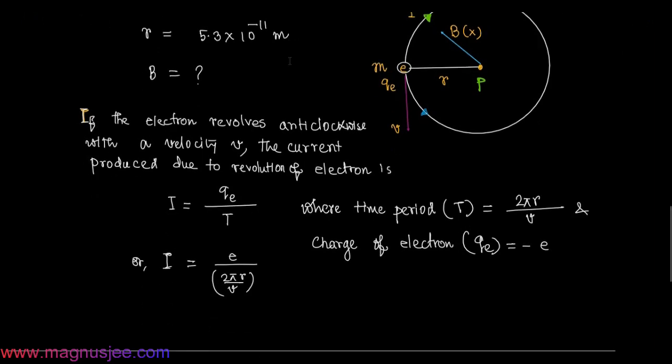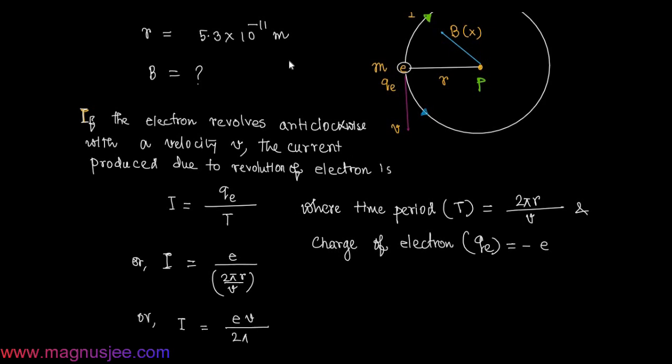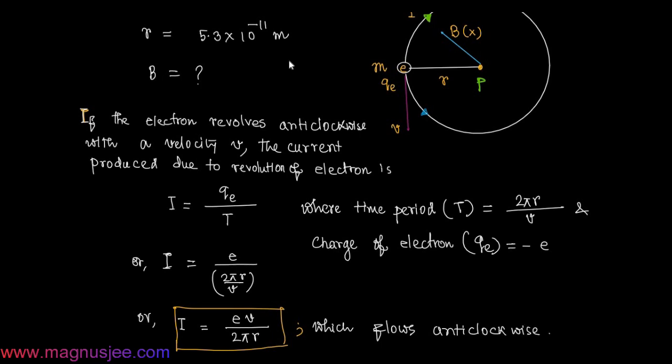I is equal to E divided by 2 pi r divided by v, or E into v divided by 2 pi r, where E is the charge of an electron, v is the orbital velocity of the electron in the circular orbit. I is equal to E v divided by 2 pi r, which flows anticlockwise. This current flows anticlockwise in this circular orbit.